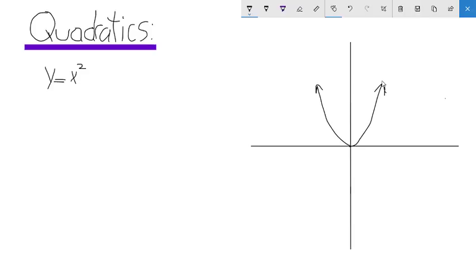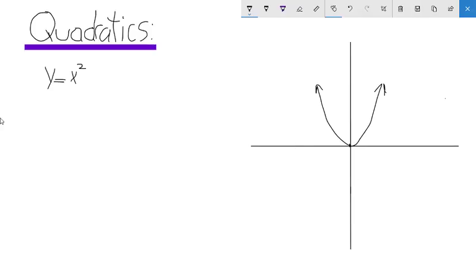So the parabola, the way we denote it usually is it has a vertex right here, or the vertex is where these two branches, as you call them, intersect right here. This vertex right now is at the origin, which is 0, 0.